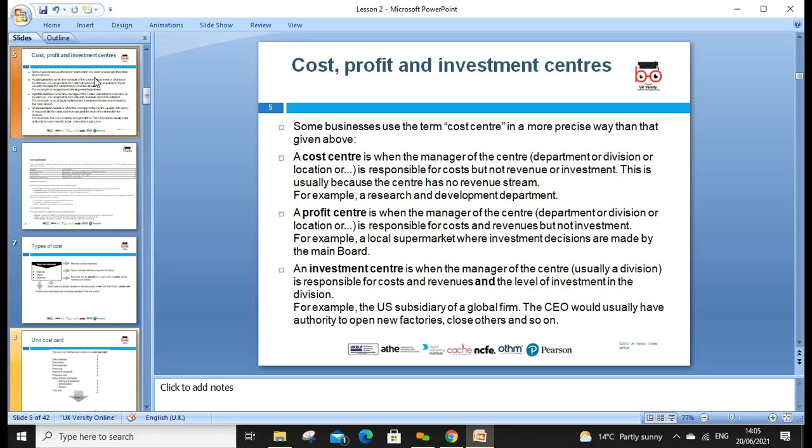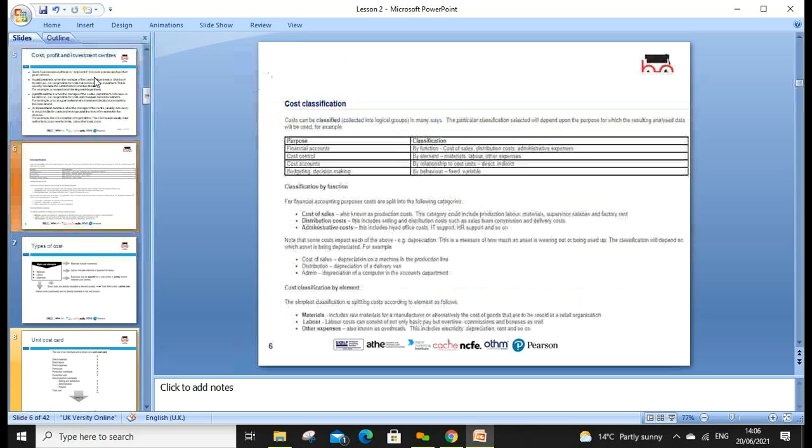A profit center is when the manager of the center, department or division location is responsible for cost and revenue but not investment. For example, a local supermarket, where investment decisions are made by the main board. An investment center is when the manager of a center, usually a division, is responsible for the cost, revenue and the level of investment. That's called an investment decision. For example, the CEO of a US subsidiary of a global firm would usually have the authority to open a new factory, close others, and so on.